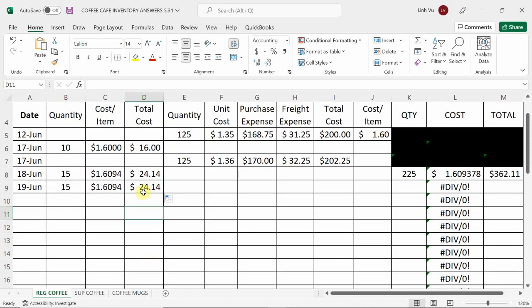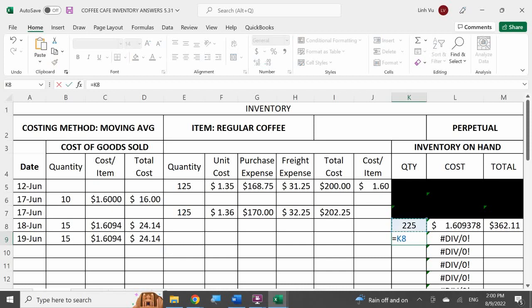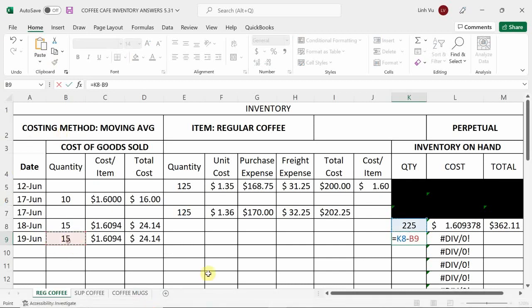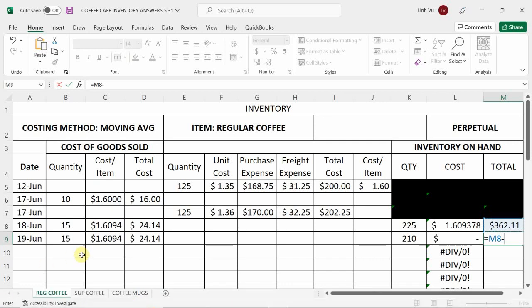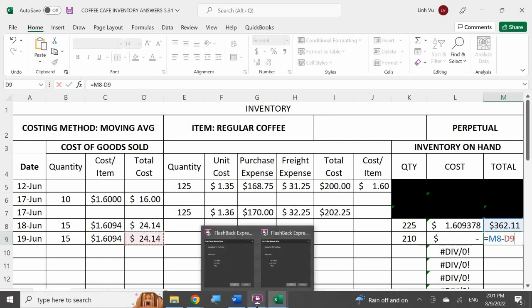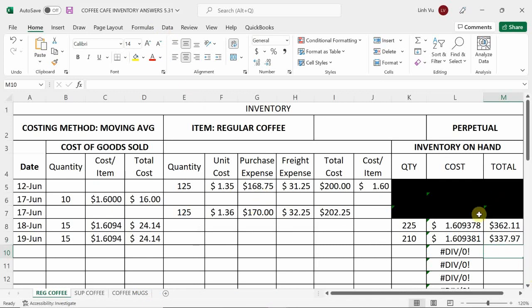It's pretty much similar to the one that we just did earlier. Now that I got 24.14, I need to update my inventory. How many pounds do I have left remaining if I sold 15? 210. Same thing with the total cost. If I started out with $362.11 and I just sold 24.14, how much should I have left? 337.97. Good. Because I put my formula in the middle, that will always give me my average cost. It will take my 337.97 divided by the 210. My average cost per item right now has increased by 20 thousandth of a penny.